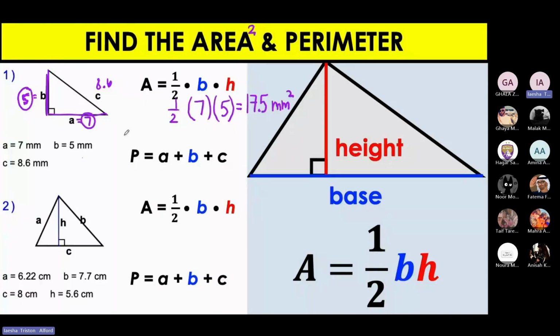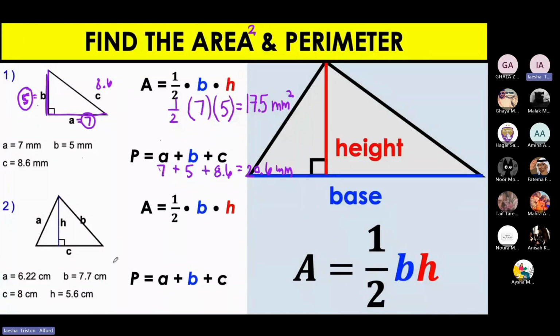For the perimeter, we add all of the sides. So 7 plus 5 plus 8.6 gives you what? 20.6. Okay. So 20.6 millimeters.